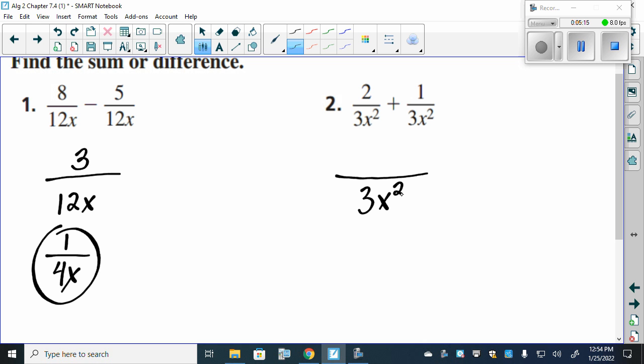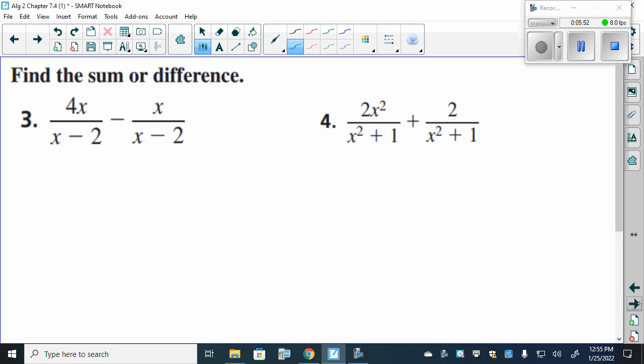Well, here the denominators are both 3x squared. So we can go on and add the numerators. Well, 2 plus 1 is 3. This here definitely does have something we can simplify on top and bottom, which would be our 3's to give us 1 over x squared. And we get this here. Any questions on any of this here? Okay. Let's look at one more.